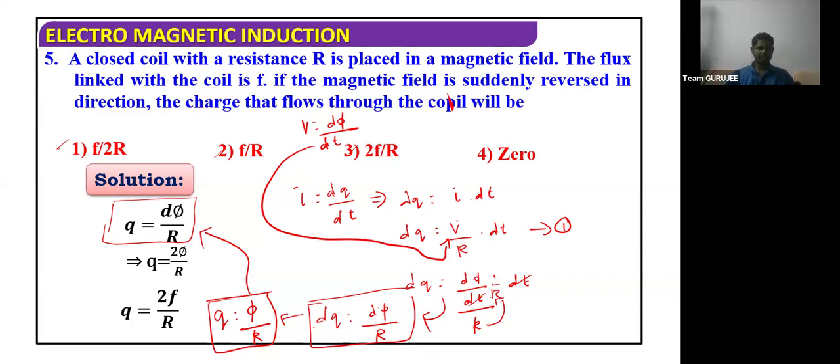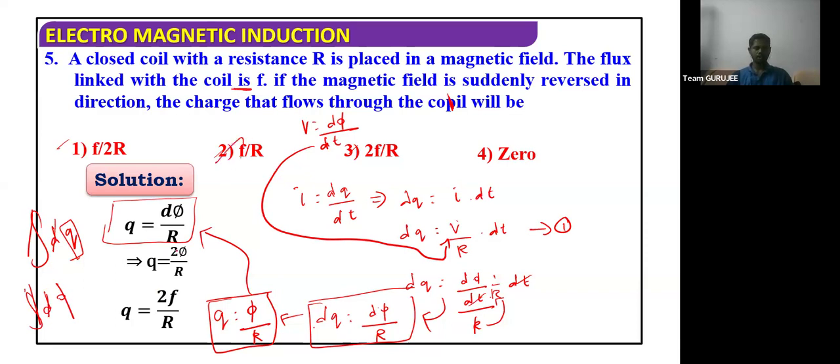Actually, integration is simple. The integration of dq is q, since differentiation and integration cancel. Similarly the integration of d phi is phi. Therefore, q becomes phi by R. Now phi is replaced by F, the flux linked with the coil. Therefore, option 2 is correct.